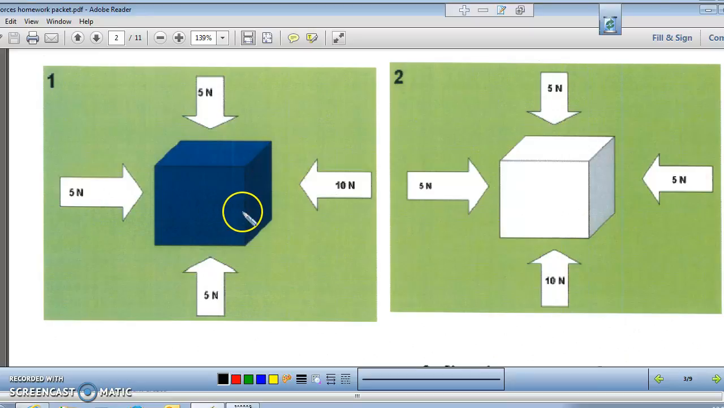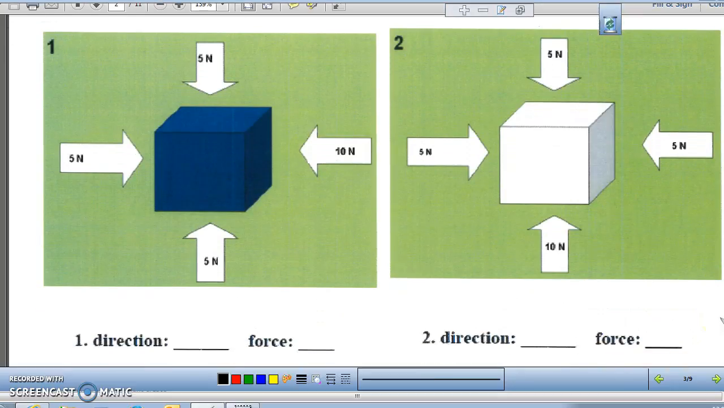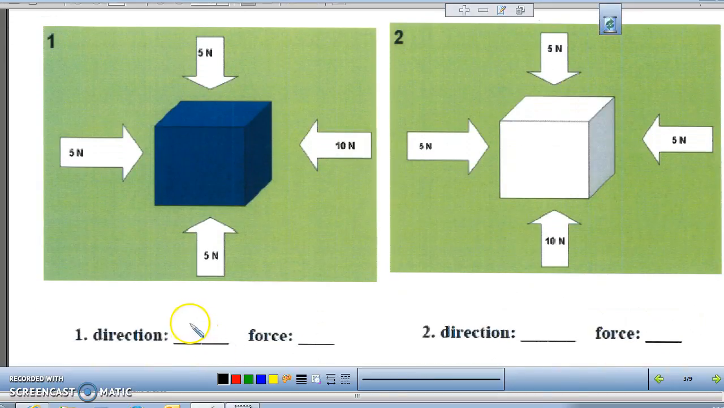So we look at which one's greater. Obviously 10 is greater than 5, so that means that this cube is going to move this way, because that's the direction of this force. So it's going to move with that force. So down below, where it says direction, we can say the direction is going to move this way. And the force is whatever the difference is. Difference means subtraction. So if this is saying 5 newtons, this is 10 newtons. 10 minus 5 is 5. So we have 5 newtons of force.